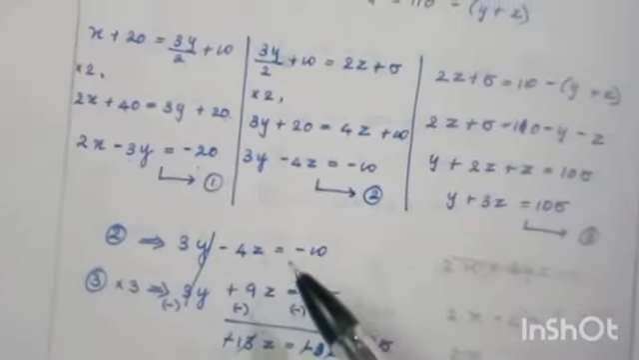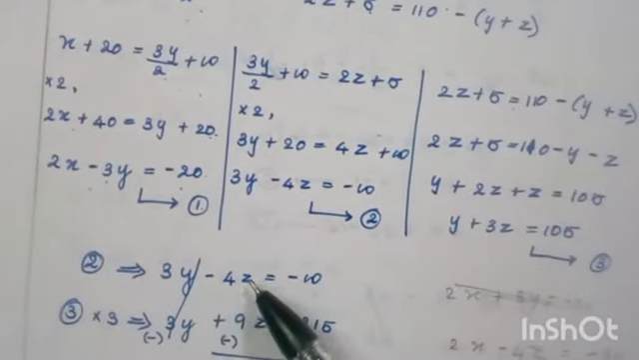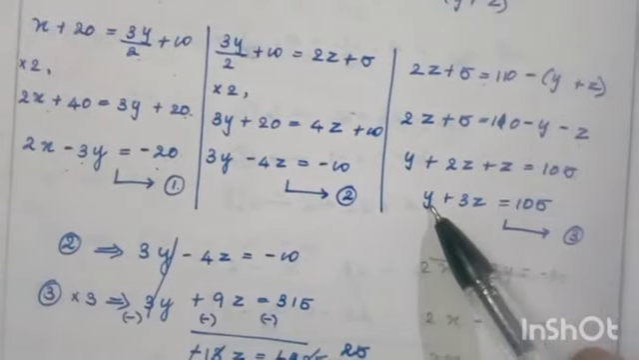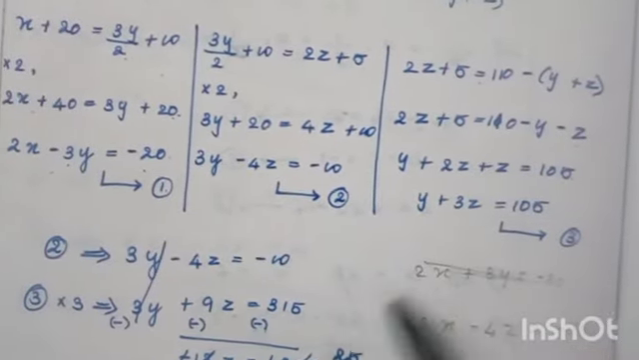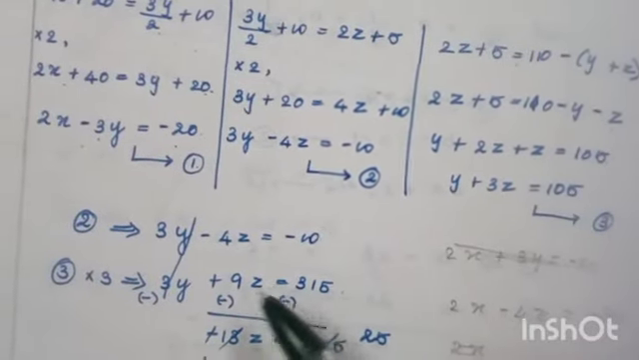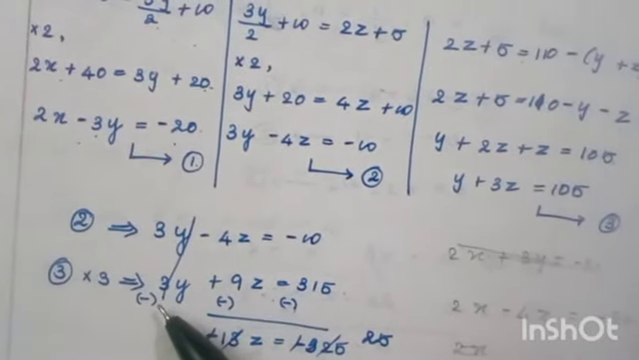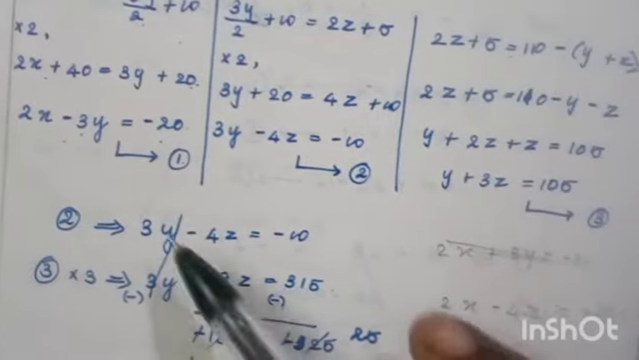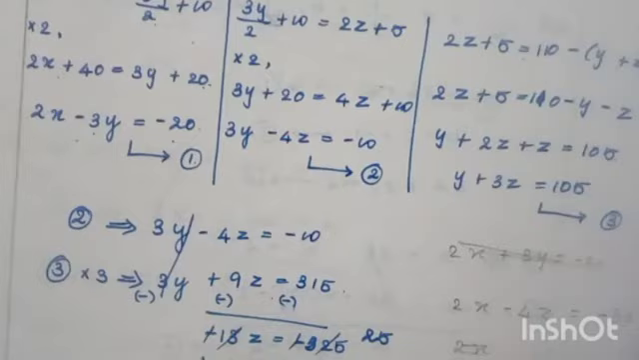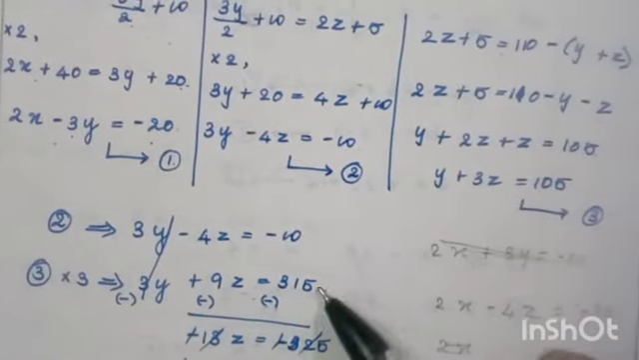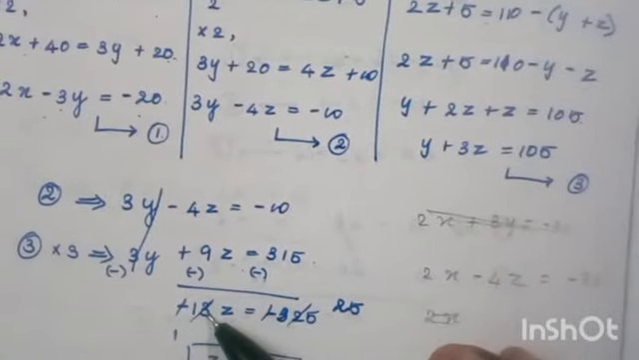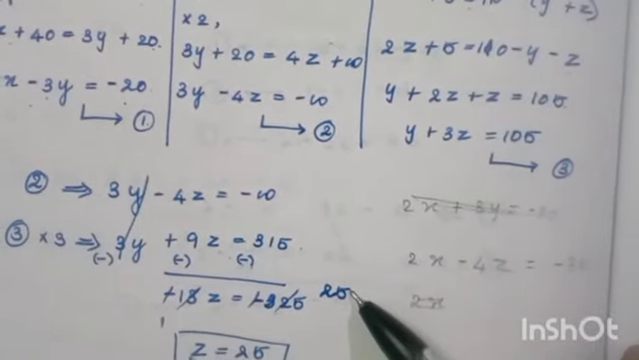Now we have to consider equation number 2, 3y minus 4z equal to minus 10, and the third equation multiplied by 3. So that is 3y plus 9z equal to 315. You have to subtract these two. When we are subtracting, we have to change the sign for the second equation, that is minus minus minus. These two cancel. Same sign we have to add. Minus 4 minus 9 is minus 13. So here also same sign, it is minus 325. So minus minus cancel. Then 13 times 25.